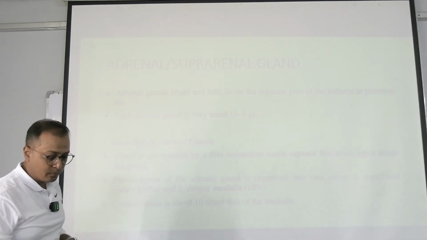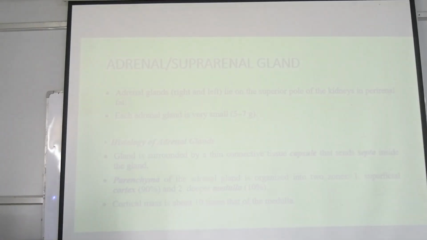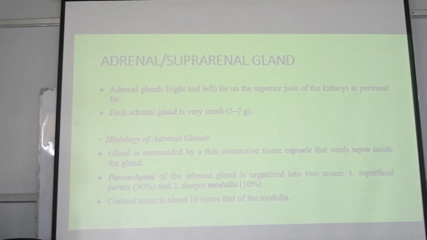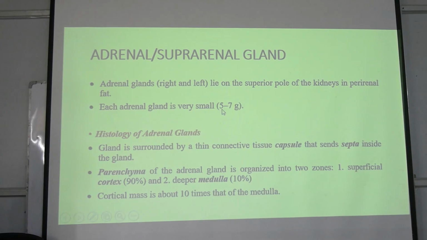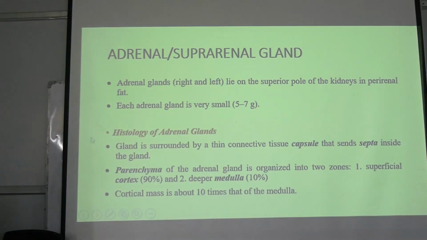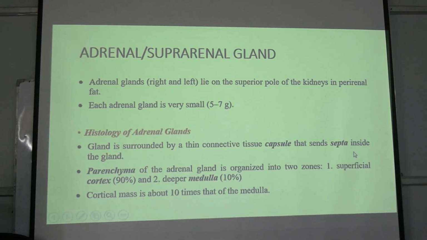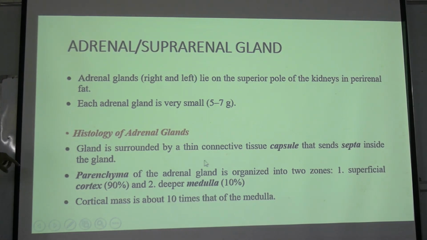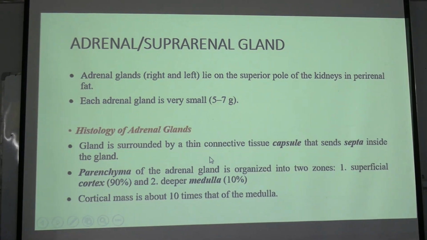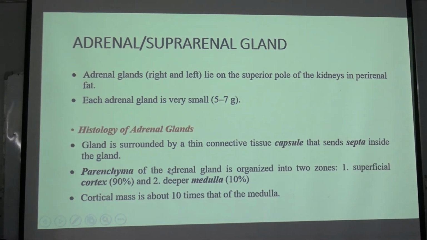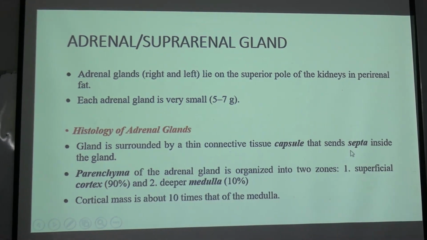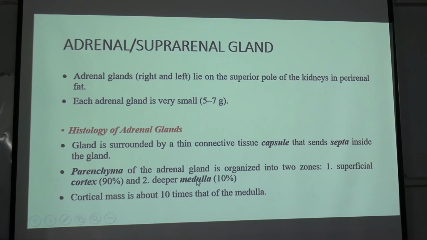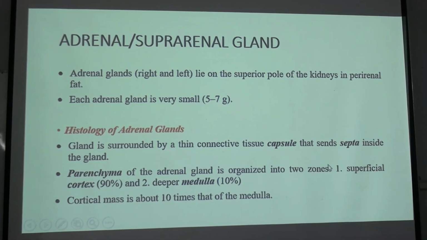So having said that, let us go into the visuals of this gland. This suprarenal gland is a tiny gland, less than 10 grams, about 5 to 7 grams. It has a capsule with deep penetration. We call these septa, which penetrate deep into the gland itself. The tissue of this gland we call parenchyma. This parenchyma has a superficial part which takes the maximum load, and deeper inside it is the medulla.